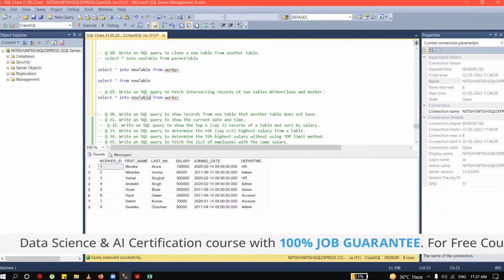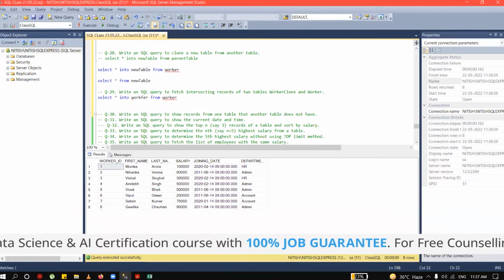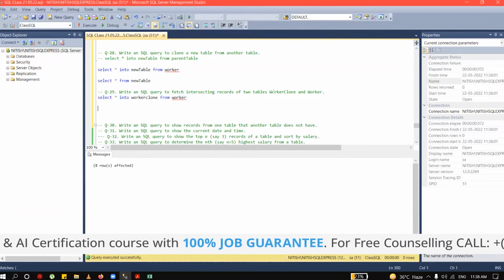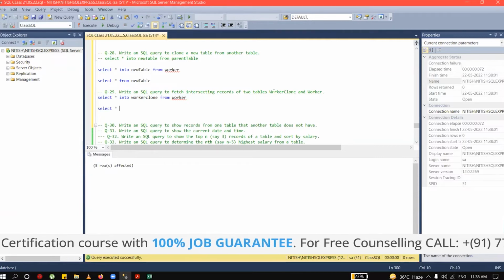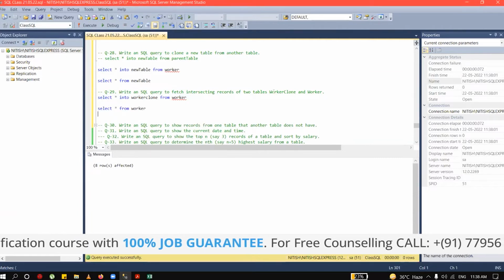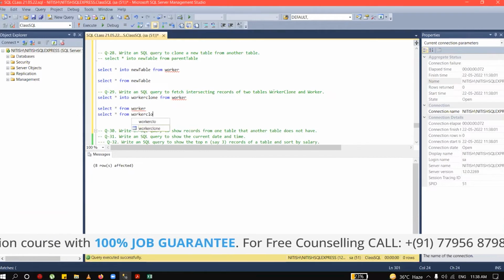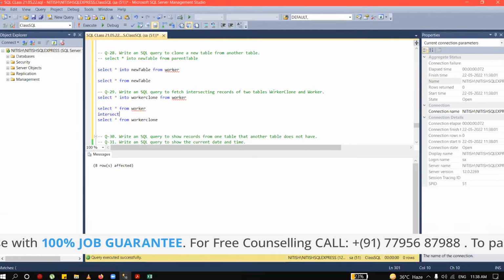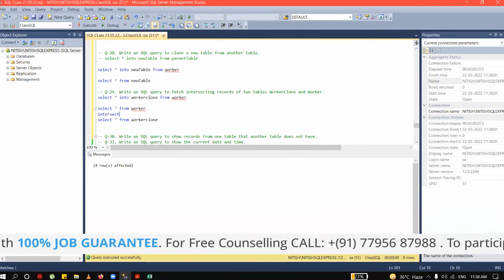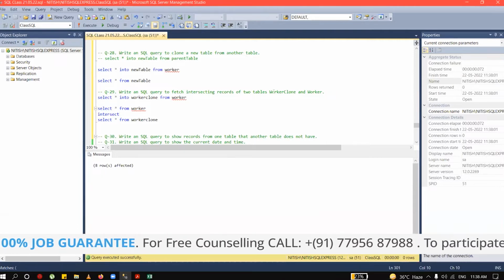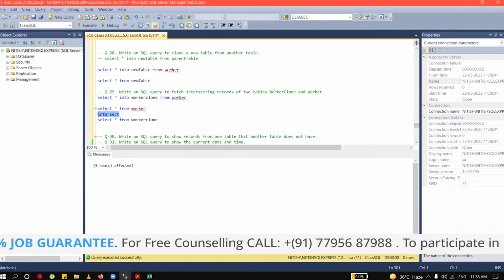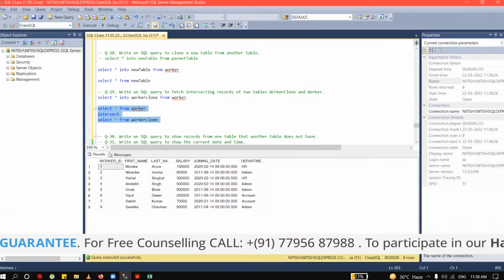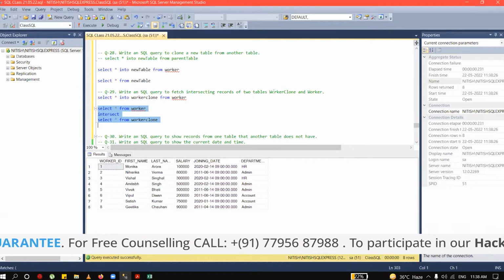But how to write intersect? I'm just giving you the syntax for that. For intersecting, we write select star from worker, and then select star from worker clone. And between these two commands, we write INTERSECT. So this is the set intersect we have learned, like set union. If you run it, I will get all the records because I have exactly the same records over here.